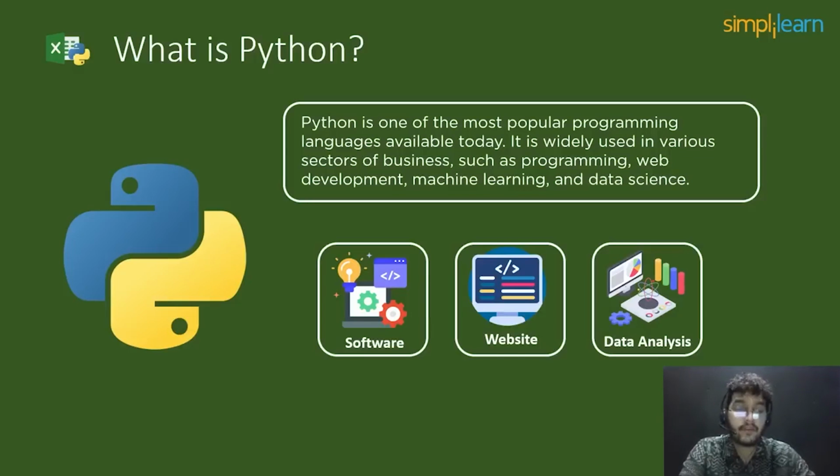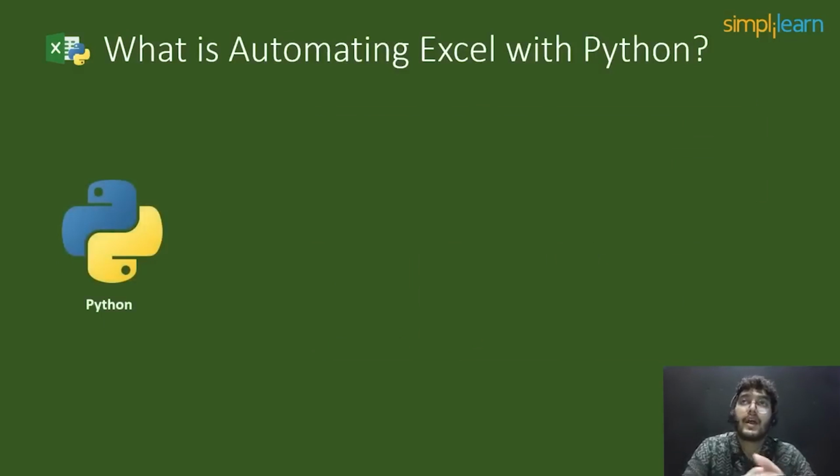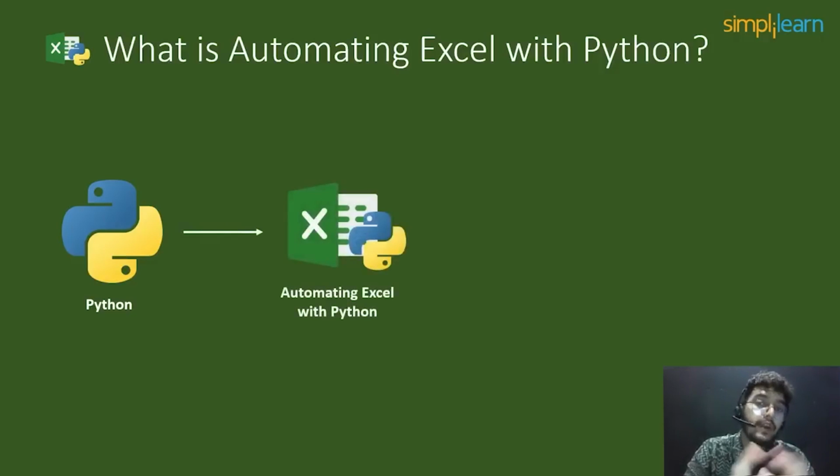So after seeing what Python is, let's move forward and see what automating Excel with Python is. We all know Python is dominant everywhere. And we also know that compared to other languages, Python is beginner friendly and simpler to use. Automation is one of the coolest things you can do with Python. So how do you automate an Excel sheet in Python?